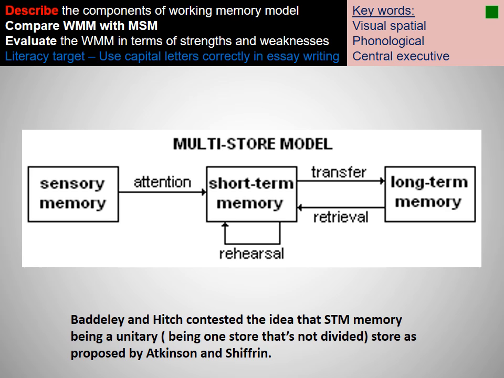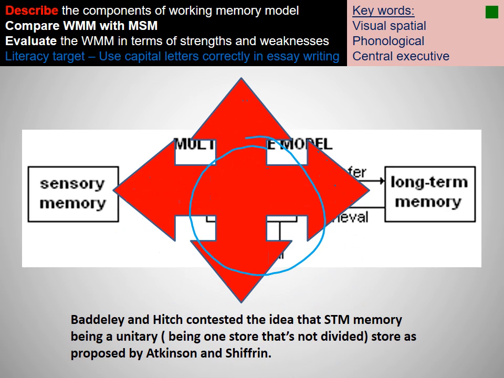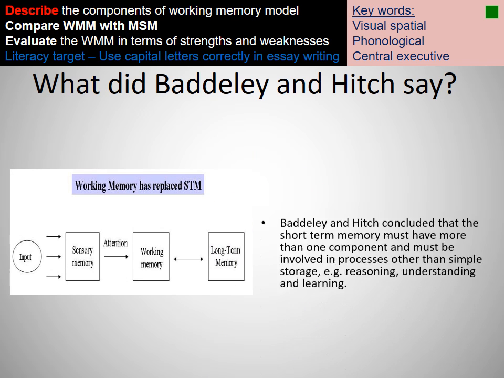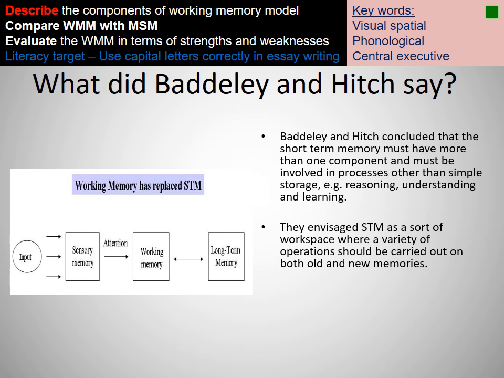However, the aspect that they contested is that short-term memory is just one store. They suggested that it has different aspects, different parts to the short-term memory that needed to be explained. So, Baddeley and Hitch suggested that the short-term memory must have more than one component in it, and it's a lot more complicated than just suggesting that it's one single store.